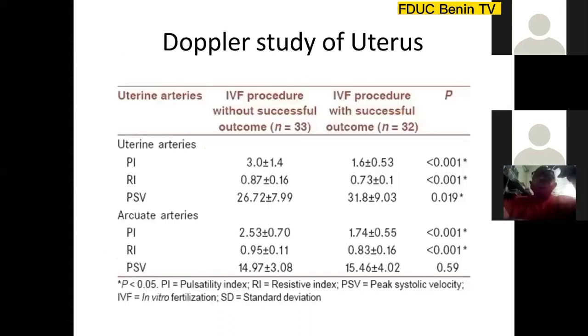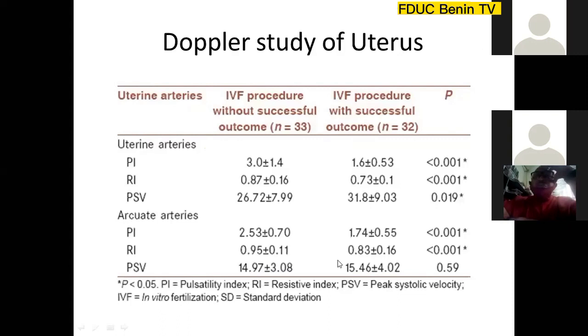Now, if you look at this table, for those people who have successful pregnancy, the resistive index is lower than those who didn't get pregnant. Now, the peak systolic volume. See, these are all indices that assess the blood flow to the uterus and therefore to the endometrium.